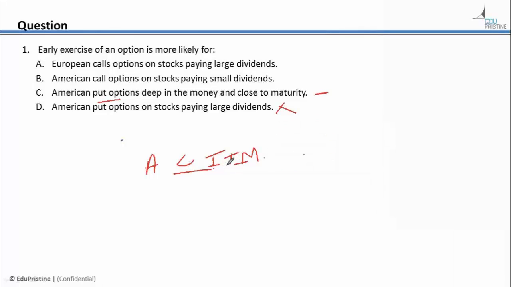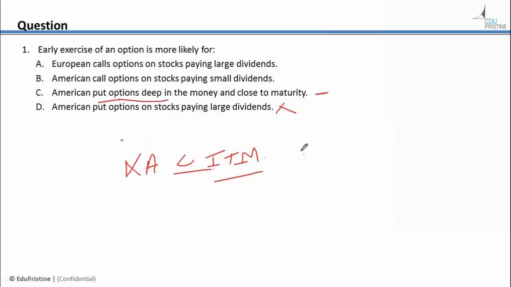Now there is a difference. We just discussed in the B option that call options with small or no dividends we will not exercise even if they are in the money. But if there are large dividends on an in the money call, then we will exercise it. So this cannot be the option.